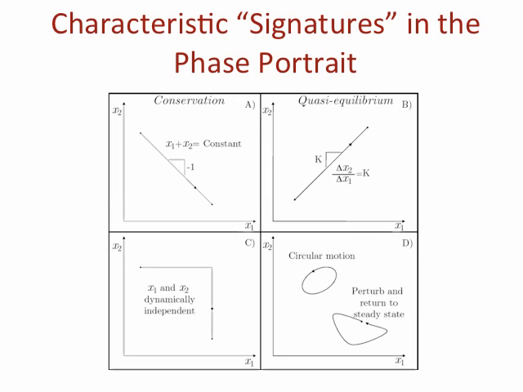Panel C shows an L-shaped trajectory. This is indicative of dynamic decoupling between x1 and x2. They move in a dynamically independent manner. Shown here, we start up at the point to the upper left of this plane, where x2 is at a high value and x1 is at a low value.